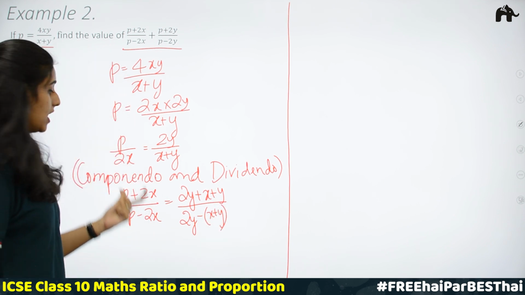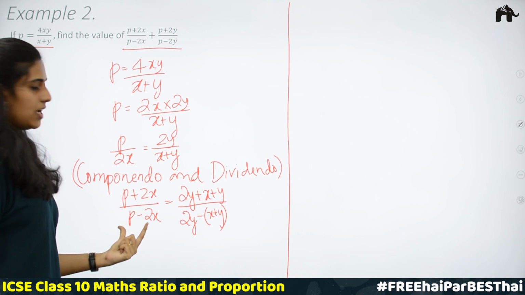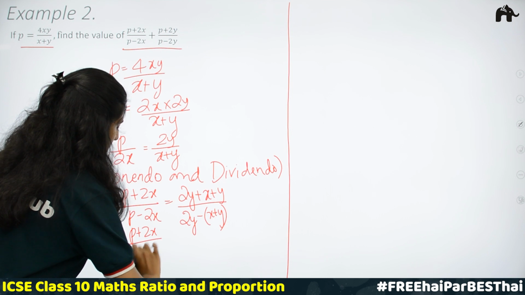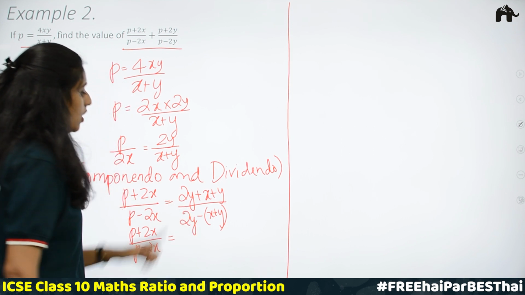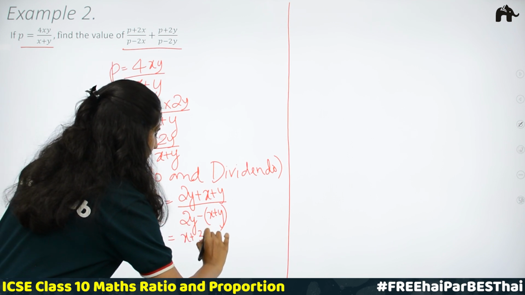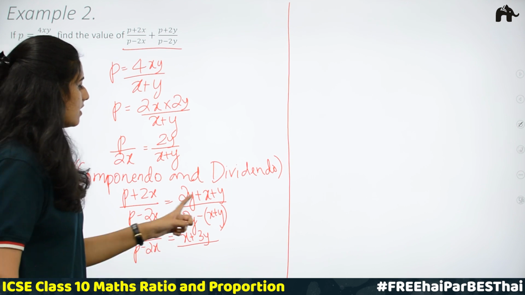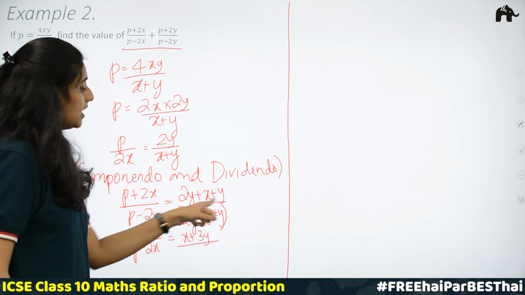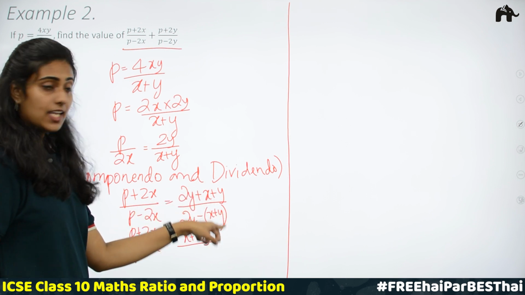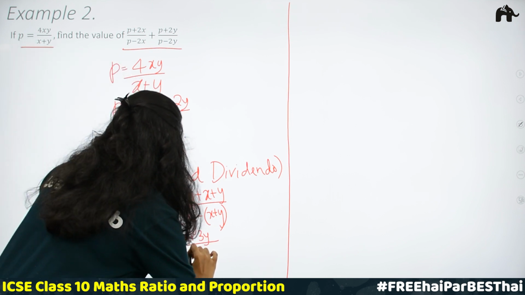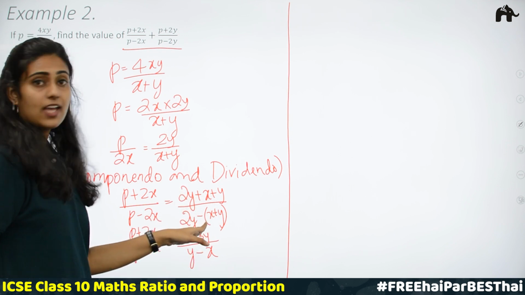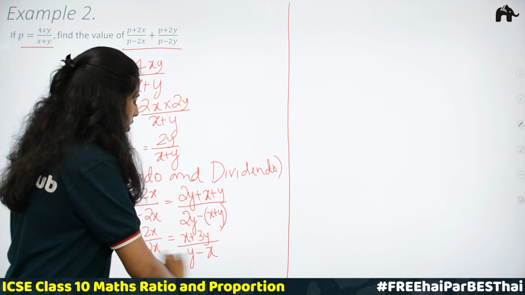Okay, we got this part, that is p plus 2x divided by p minus 2x. We got the value for it, that is p plus 2x divided by p minus 2x is equal to 2y plus y, that is 3y, plus x, divided by, in the denominator we have 2y minus x plus y, minus of plus is minus. 2y minus y is y, minus x. 2y minus y, you get y, and here we have a minus x. Y minus x. So we got the first part.